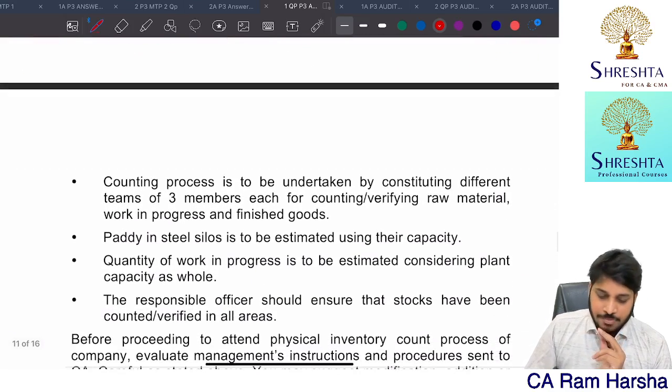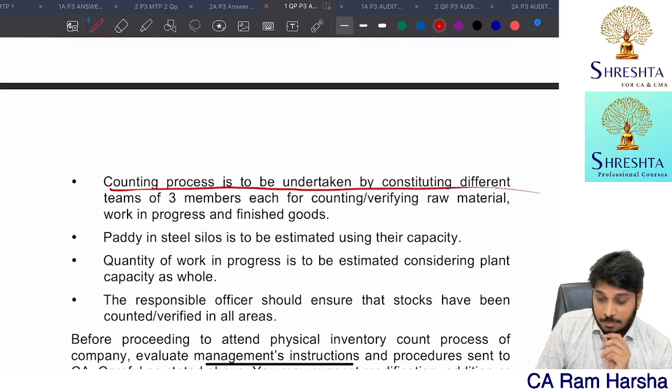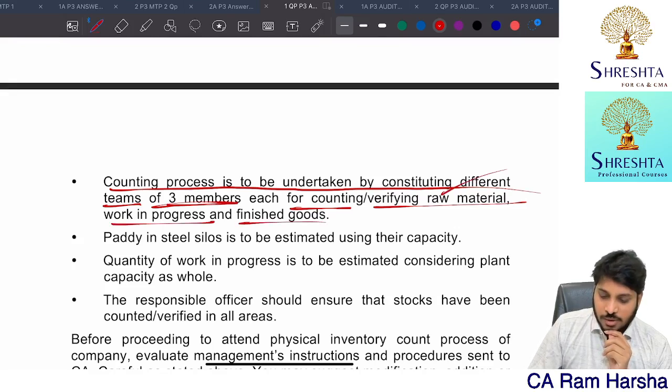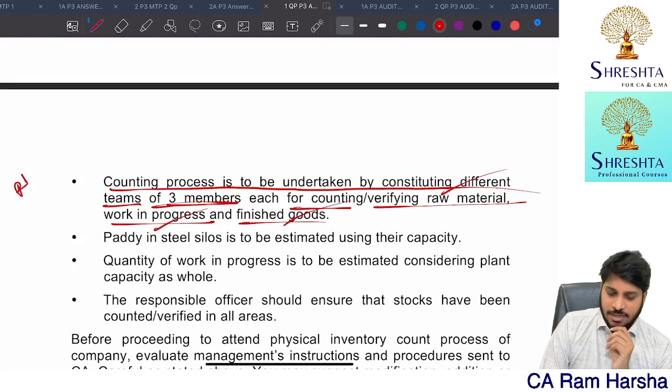Next, the counting process is to be undertaken by different teams of 3 members each for counting or verifying raw materials, work in progress and finished goods. So for raw materials one team, work in progress another team, finished goods another team. Actually, they are even having rice bags also, right?